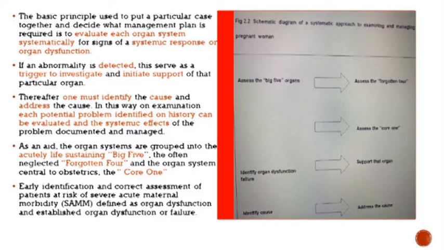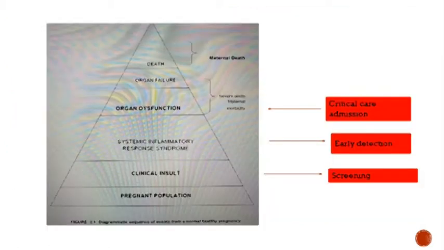Early identification and correct assessment should be done in patients at risk of severe acute maternal morbidity, which is defined as organ dysfunction or established organ dysfunction or failure. This basically looks at the diagrammatic sequence of events from a normal healthy pregnancy. So the clinical insults should be picked up at screening. There should be early detection of the systemic inflammatory response. And if it's not picked up before this, early critical care admission for those patients with organ dysfunction and organ failure to prevent maternal death.